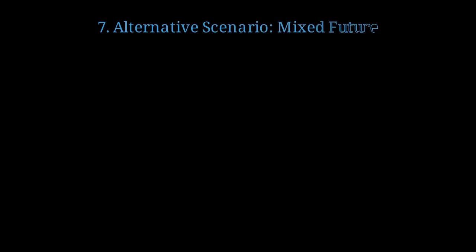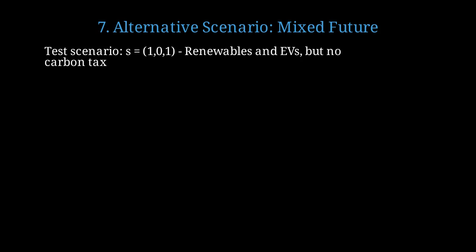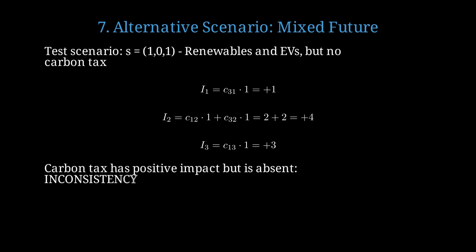Now let's examine a different scenario with only partial adoption. What if we have renewable energy and electric vehicles, but no carbon tax is implemented? Renewable energy receives impact +1 from electric vehicles only. Carbon tax receives +4 impact from the active variables, but is not present in this scenario. Electric vehicles receive +3 impact from renewable energy. Here's the problem. Carbon tax has strong positive impact, but is absent, creating an inconsistency. The consistency score drops to only 4 because carbon tax contribution is 0 due to mismatch.